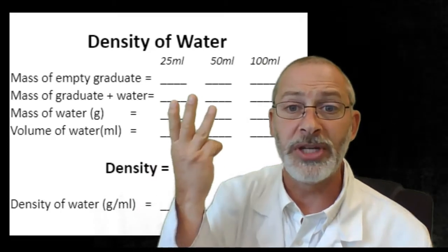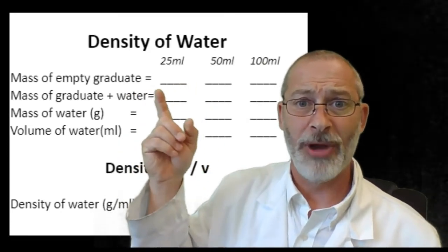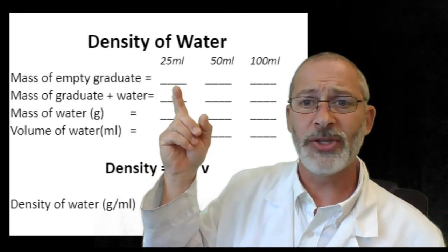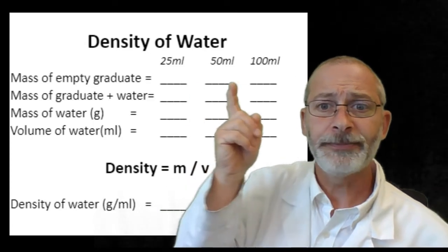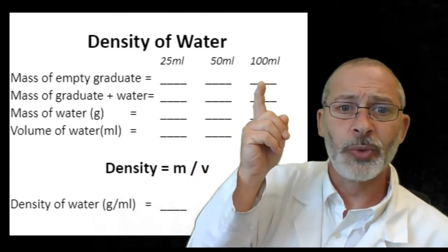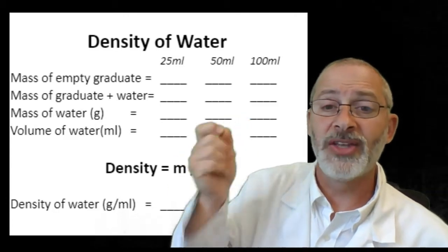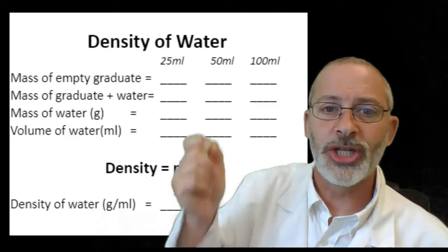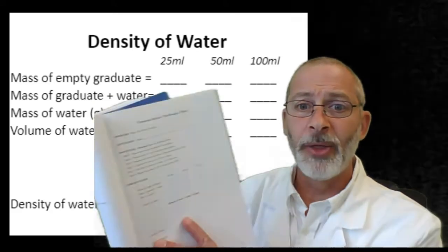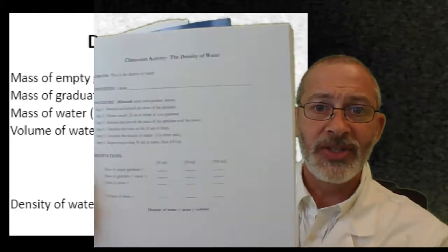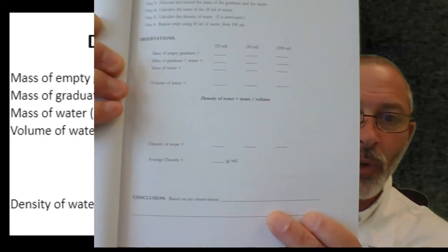Now, if you looked ahead, we're going to be doing 3 things. We're going to be using 3 different volumes, but we're going to be using the same empty graduate. So the mass of the graduate will not change. You can write 50 grams here, here, and here, because we're using the same graduate, and the graduate has the same mass each time. All right, we ready for the next step? And by the way, all I'm doing is reading the steps right out of our book on page 29.